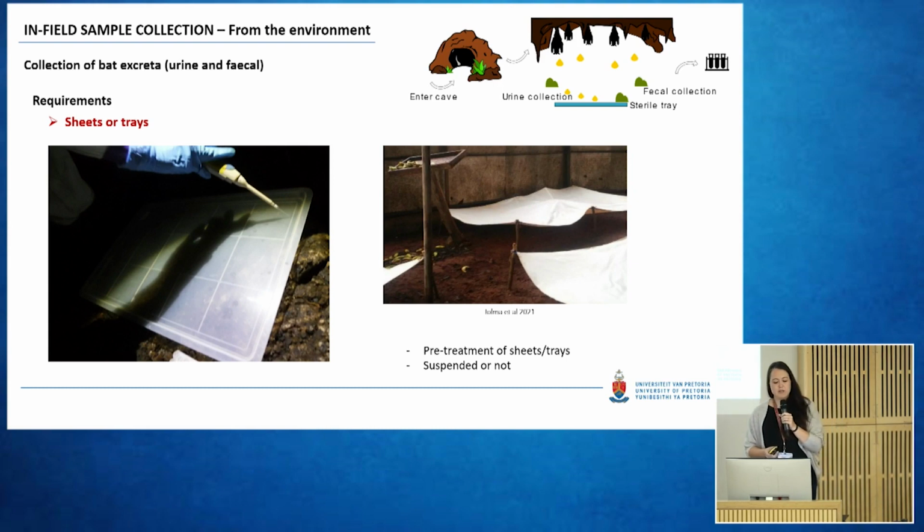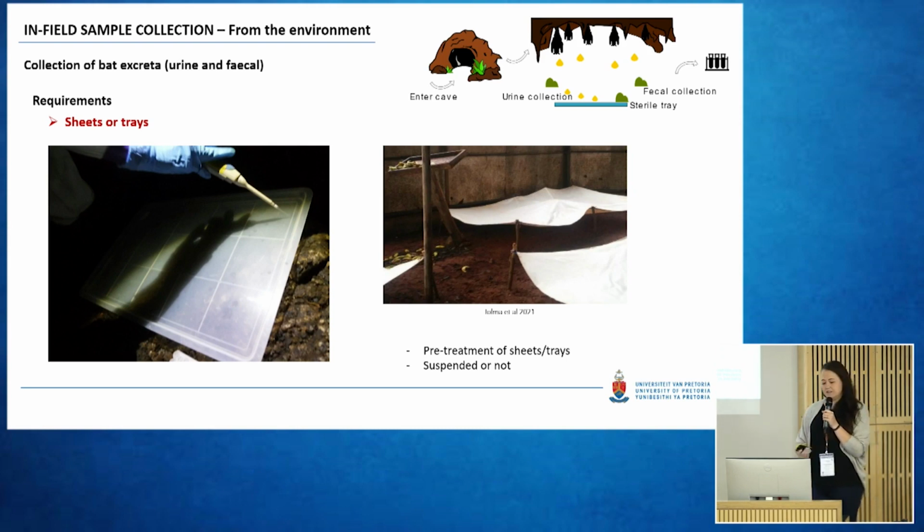Then another thing would be, should these sheets or trays be suspended up into the air, or can you put it on the ground? So we do put it on the ground because we do active sampling, so we are constantly there to see if there's anything that's running over it. But a lot of studies prefer to suspend these sheets within the air, especially if you leave it for longer periods, to prevent any other animals like rodents or things running over it and contaminating the sheets or things like that.